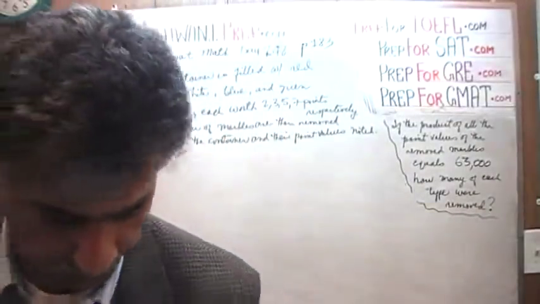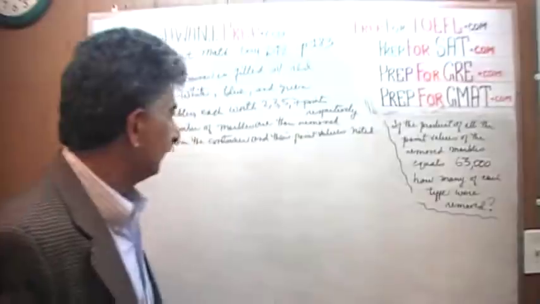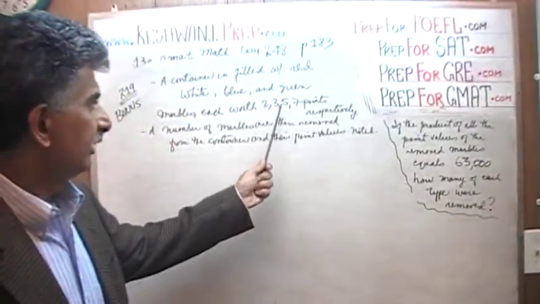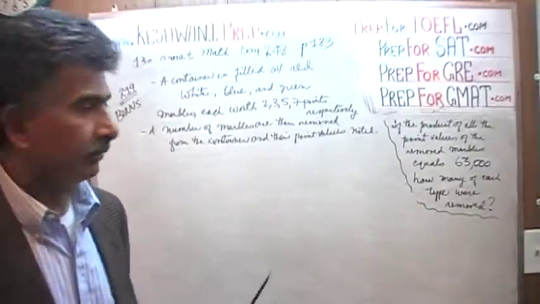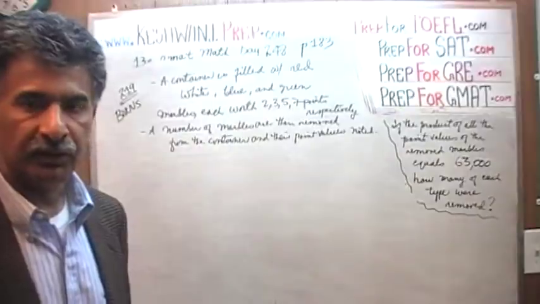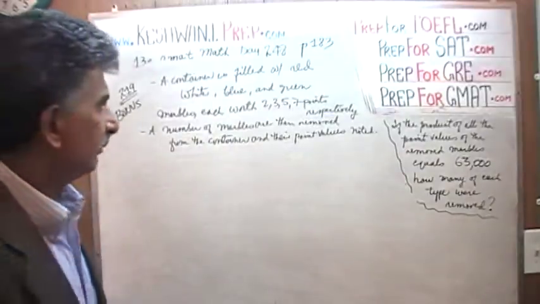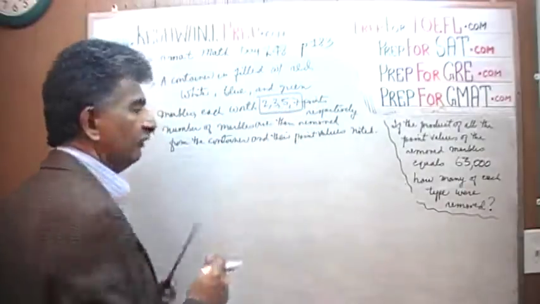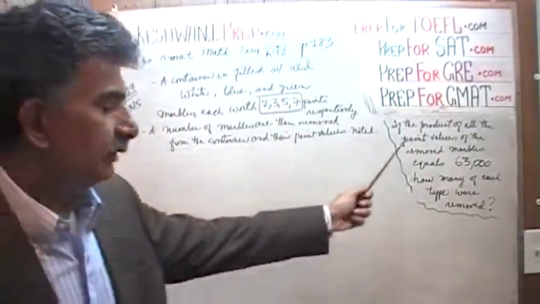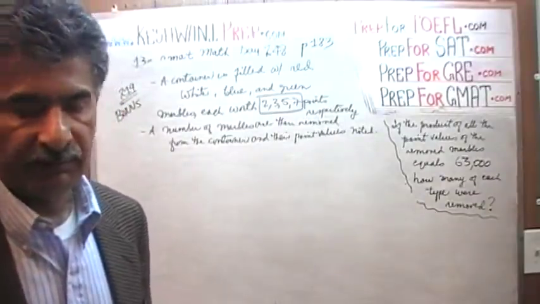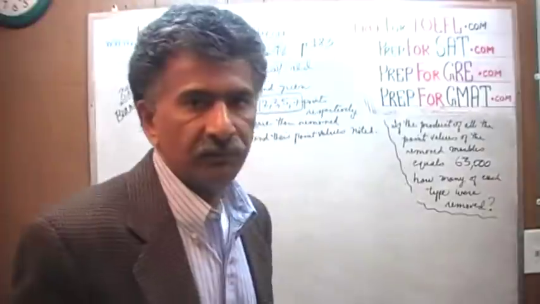Now the very first thing we should notice is that the points values of the marbles, 2, 3, 5, 7, are there for a reason. Do you see a pattern here? Do you see any common characteristic of these numbers? These are prime numbers. So essentially, all this elaborate mumbo jumbo, they're basically asking us to find the prime factors of 63,000.